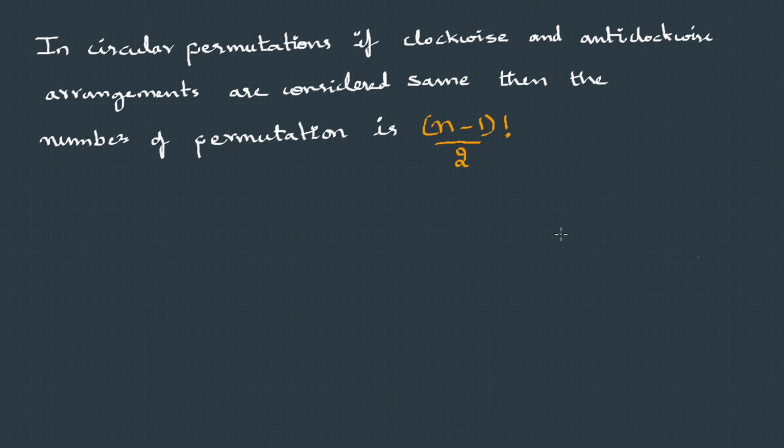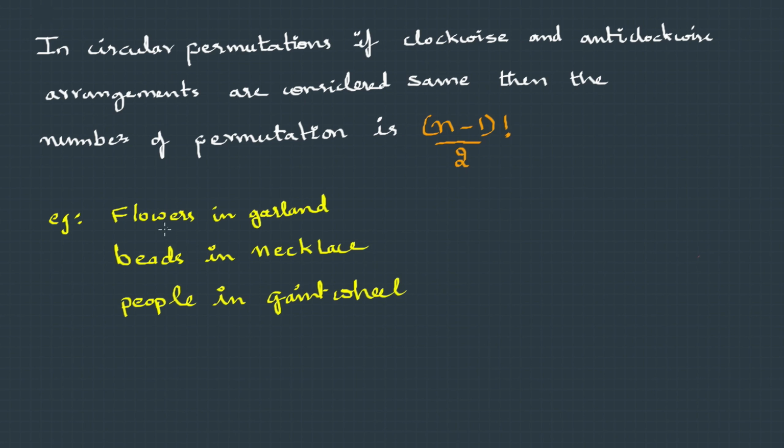And this formula can be applied for flowers arranged in a garland, or beads in a necklace, or people sitting in a giant wheel. Because for these cases, clockwise and anti-clockwise are considered to be same.